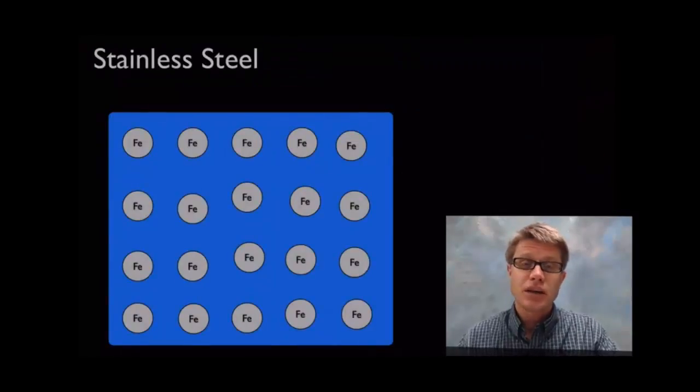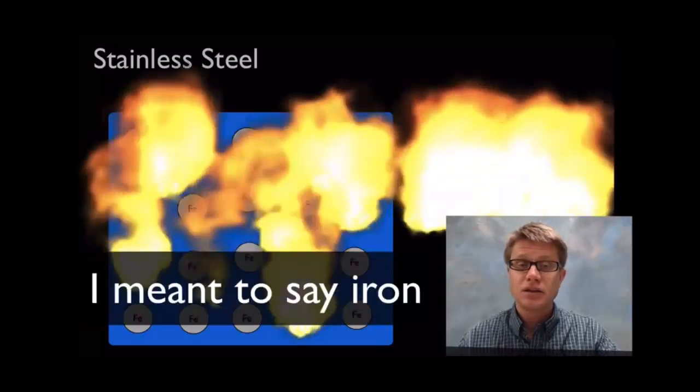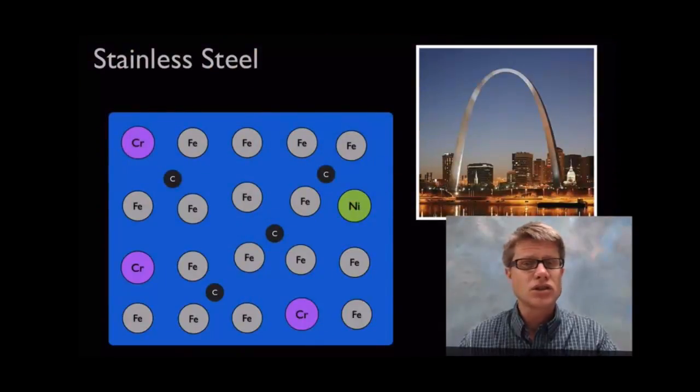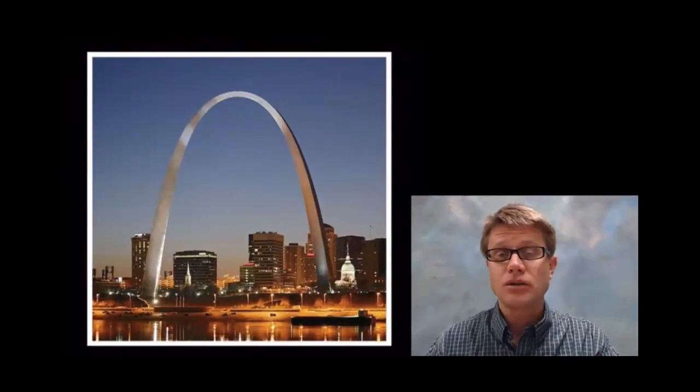Stainless steel is formed the same kind of a way. If we take steel and we add atoms to it, we get a metal that looks like that. What type is that? Well, it's a combination. It's interstitial because we're going to have this carbon, but it's also going to be substitutional because we have chromium and nickel. And what that's going to do is allow it to not interact with oxygen. It's not going to allow it to rust, and so we can create a steel that doesn't rust.